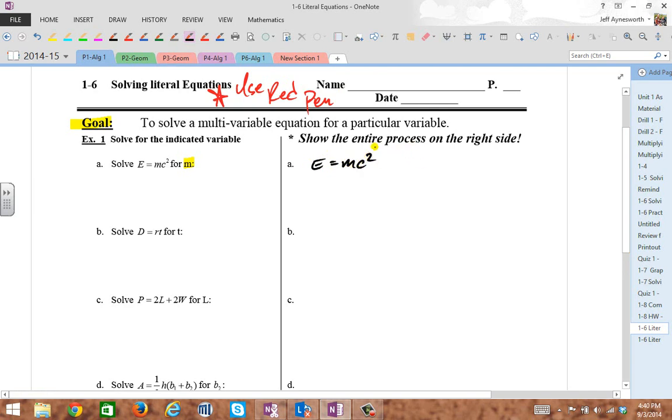Let's take E equals mc squared. Over here on the right, we're going to show the entire process on the right side. The problem itself is on the left. And here we're going to solve for m.